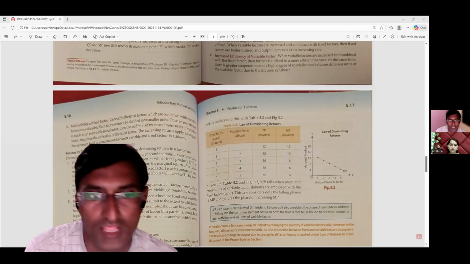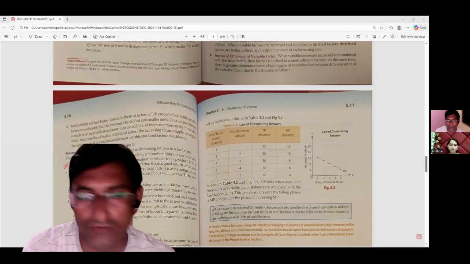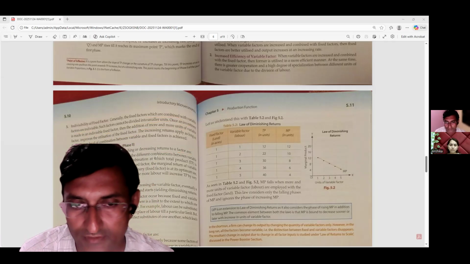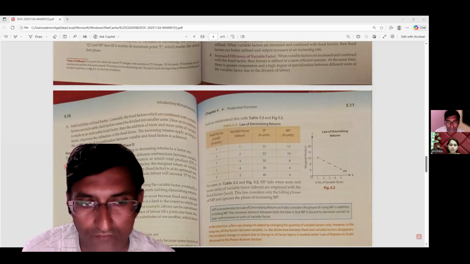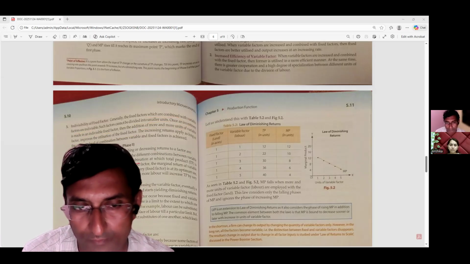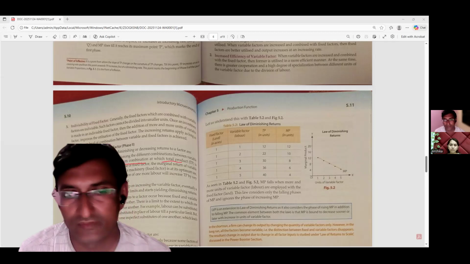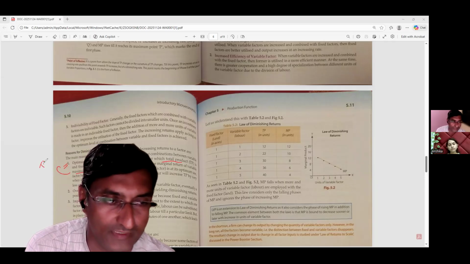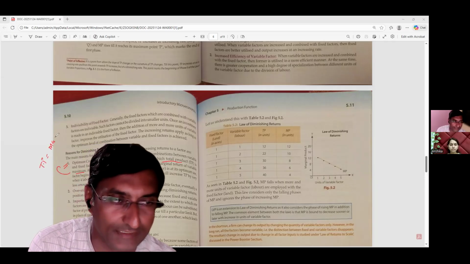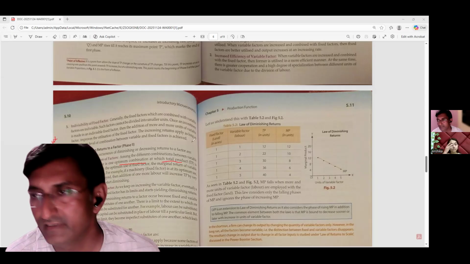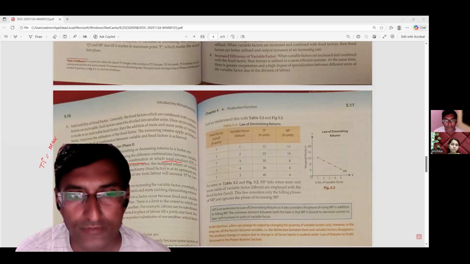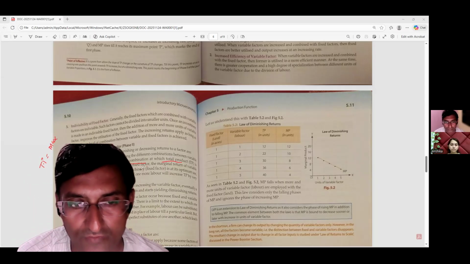Because of the optimum combination of factors. Among the different combinations between variable and fixed factors, there is one optimum combination at which total product is maximum. So in this case, your TP is at its maximum, after making the optimum use of fixed factors.